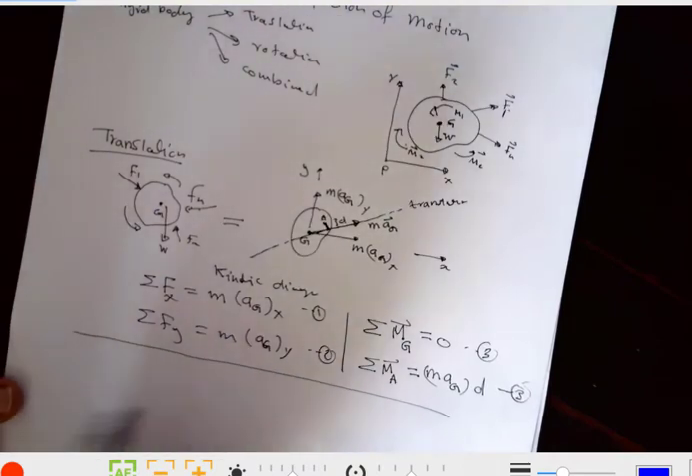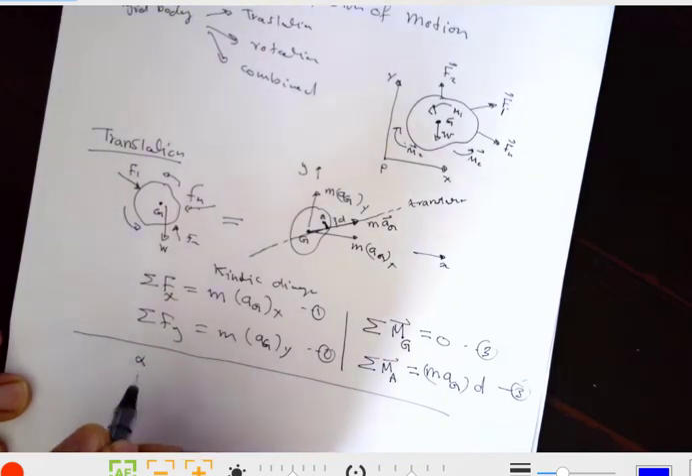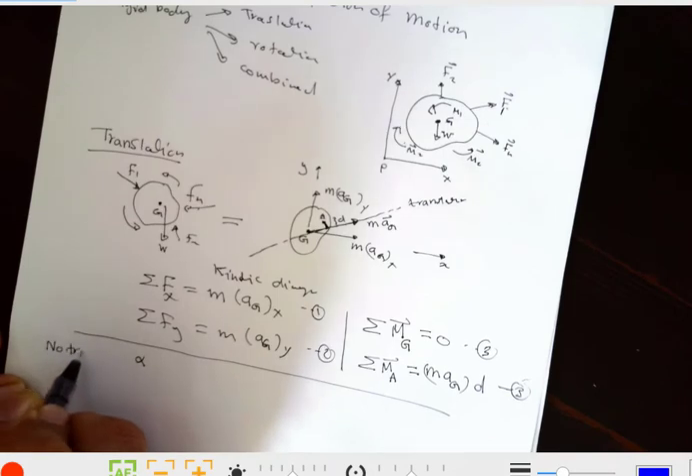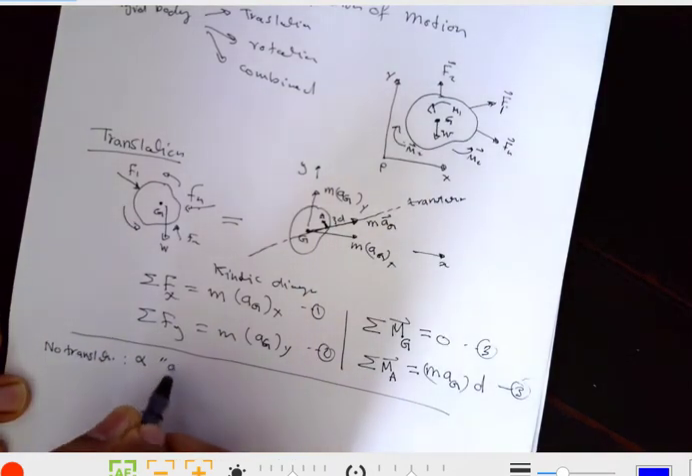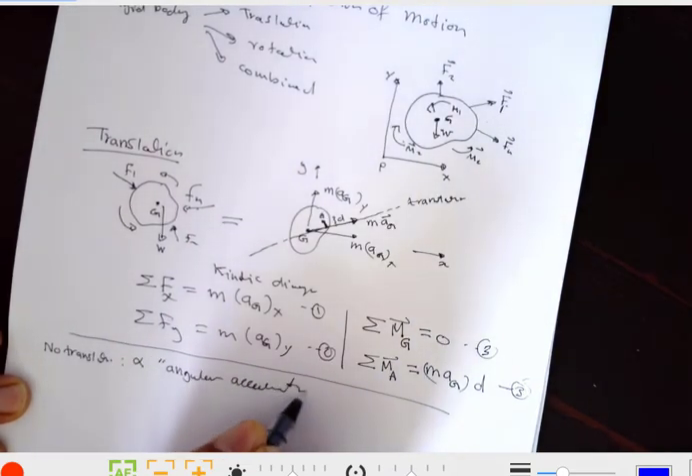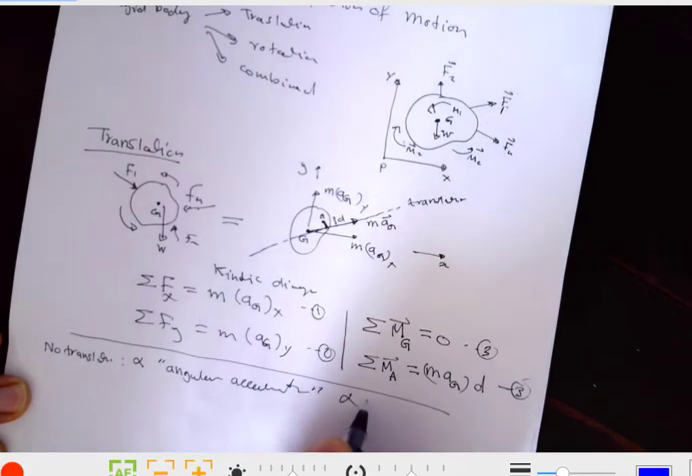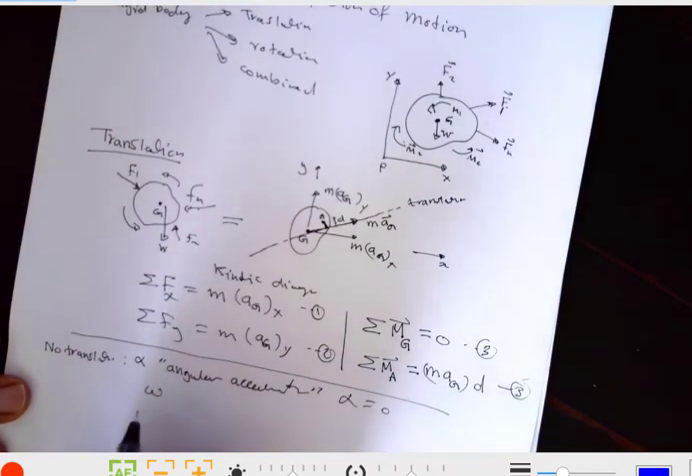When we say that there's no rotation, we mean that the angular acceleration alpha is equal to 0. However, we might have omega. There might be omega, but it must be zero or constant.